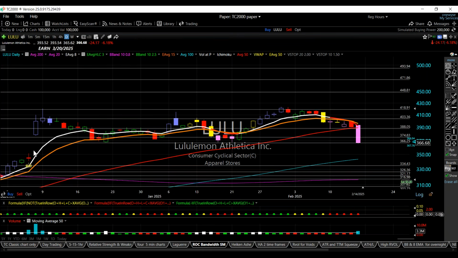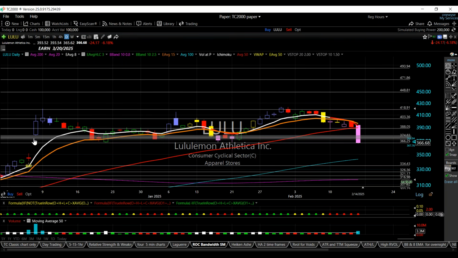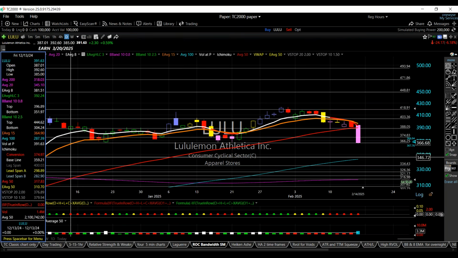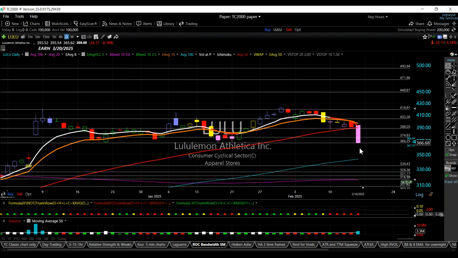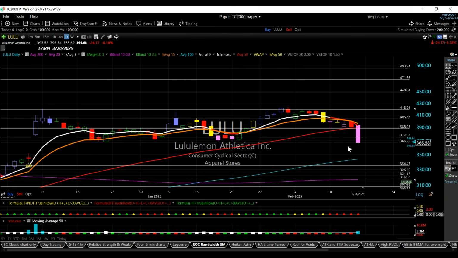And you see right over here, you see this gap? This is where the gap closes. 351 is the gap fill. And it's basically in the gap right now, but you'd want it to close below this 366.25. Then you've got room down to the gap fill and then to the 100-day right here. That's a pretty nice amount of space, but you don't want to take it until it breaks below that line. This is what I'm saying: look at where your support and resistance levels are, and if you're close to a support level, don't trade it short. Wait for it to break through. That's on Lulu.